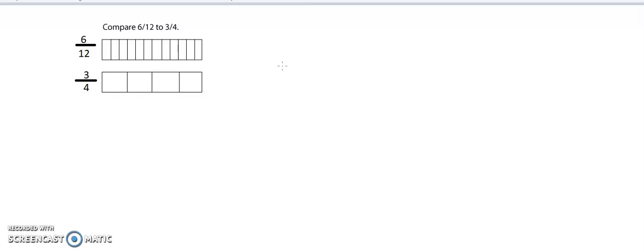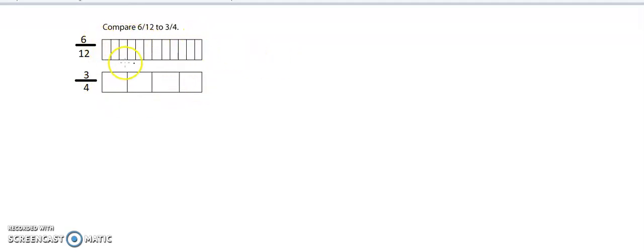I'll try to provide as much information as I can to help you out. So today, the first question is we want to compare 6/12 to 3/4. As you can see, on the top I have 6/12 and 3/4. Now remember, when we're using models, there are two rules that we must follow. The first rule is that they must be the same size and same shape. So for example, I'm using a bar here and a bar here, so they're the same size and the same shape.